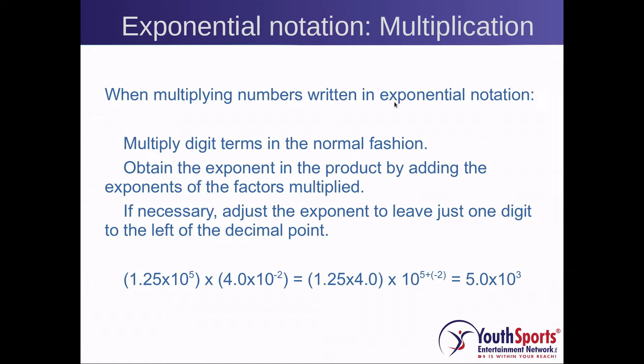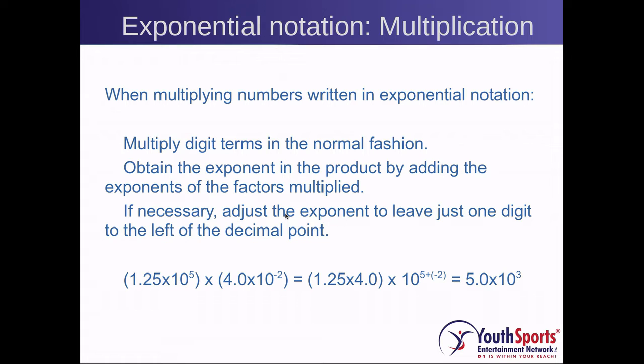When we are multiplying numbers written in exponential notation, you can multiply the numbers separately and the exponents can be added. So, for example, you've got 1.25 times 10 to the 5 multiplied by 4 times 10 to the negative 2. So you can multiply the 1.25 with the 4, and 10 to the 5 multiplied by 10 to the negative 2 is 10 to the 5 plus the negative 2 in the exponent. So 5 plus negative 2 is 3. So 1.25 times 4 becomes a 5, and the exponent for 10 is 10 to the 3.